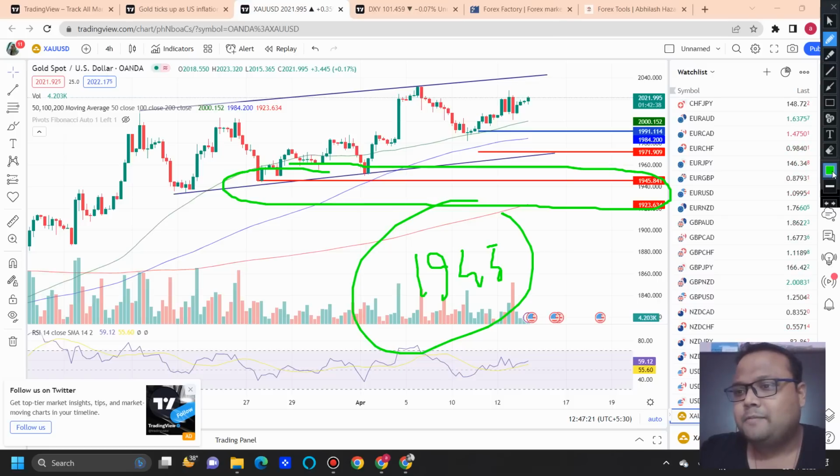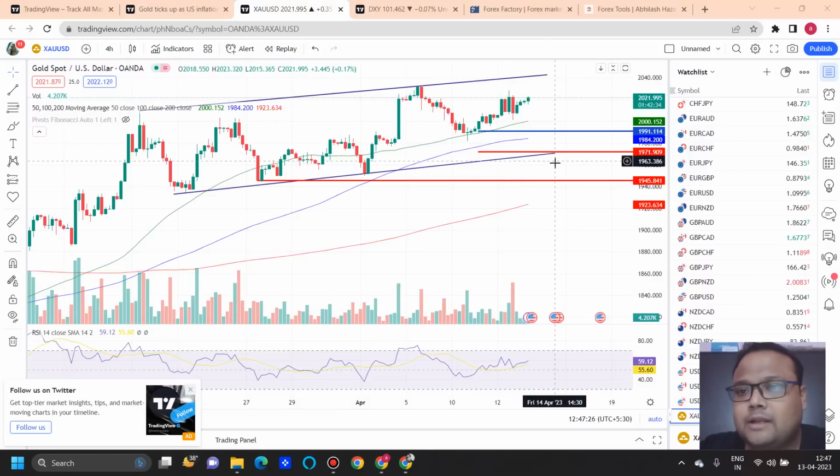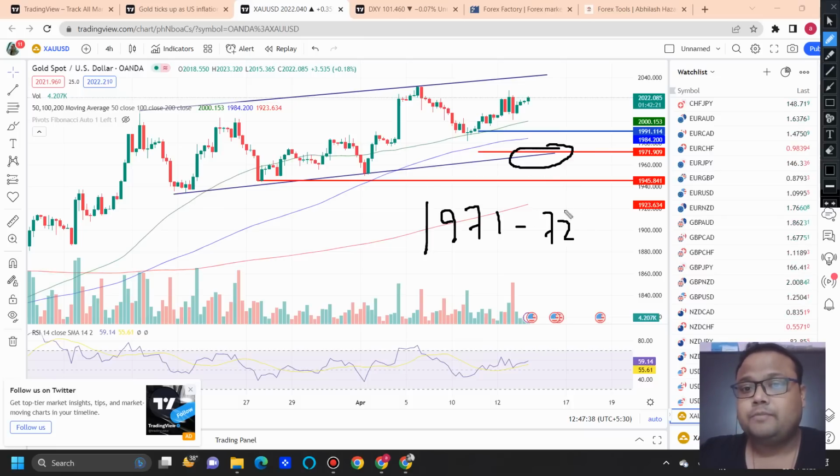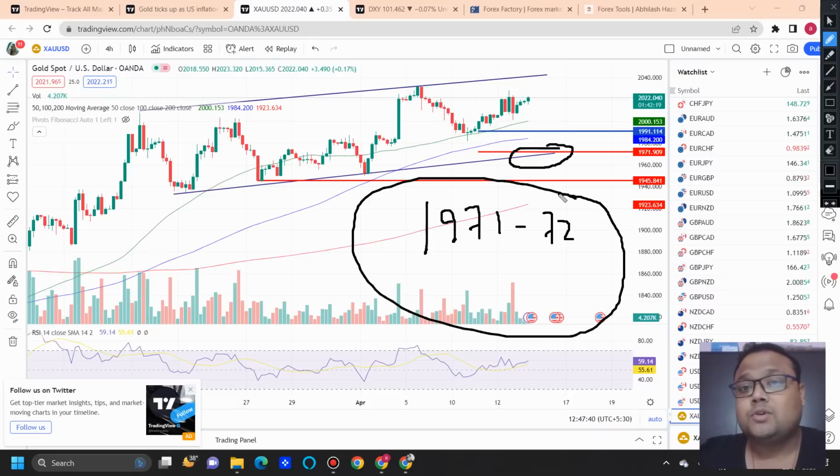Before 1945 we have support around 1971, 1972. Around 1971, 1972 we also have some support, in the form of Fibonacci as well as the trend line. So 1971-72 is also a good support. If you ask me which is the strongest support on the chart of gold, I'll say it is around 1971-72 and the 1945 level. But as I said, these levels are far away.